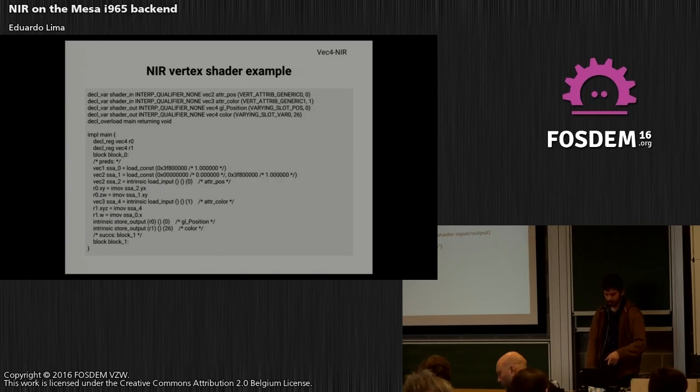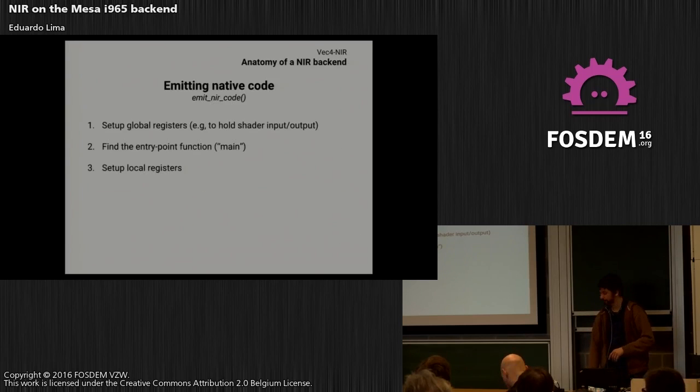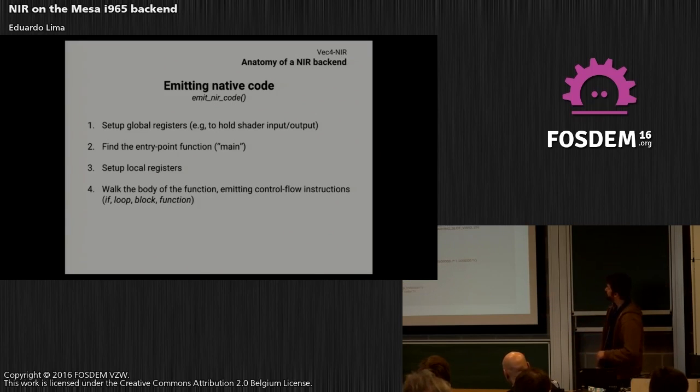We do some setup there, which is the registers that are local to a block of code. If you remember the example here, inside the implementation of the main that we have here, there are some local registers that we're going to use inside this block. So this is the thing that we initialize here in this case. And then we walk the body of the function, which is basically a linear walk on all these functions.